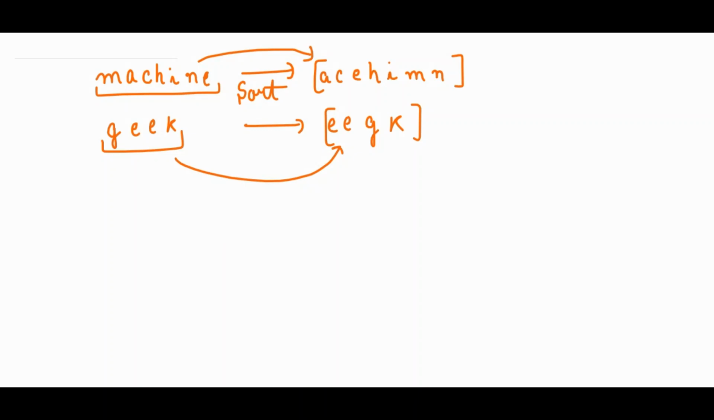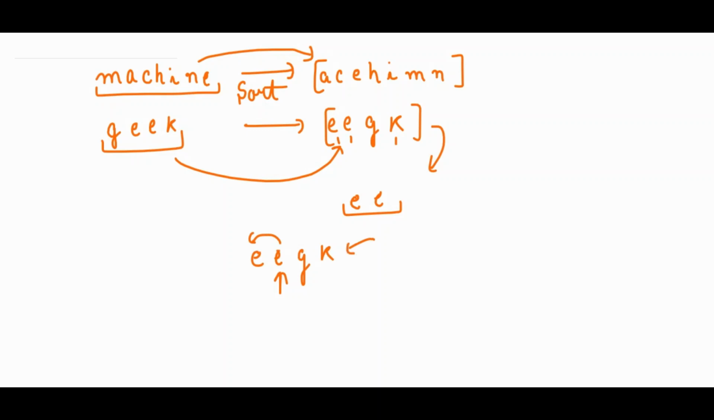After sorting, what will happen is if two characters are same, like in this example of geek, after sorting, it has become E, E, G and K. So if two characters are same, they will come together. Right. So what we have to do in this simply is first we will sort the string. And then we will traverse it, and while traversing, we will check if a particular element is equal to its previous element.